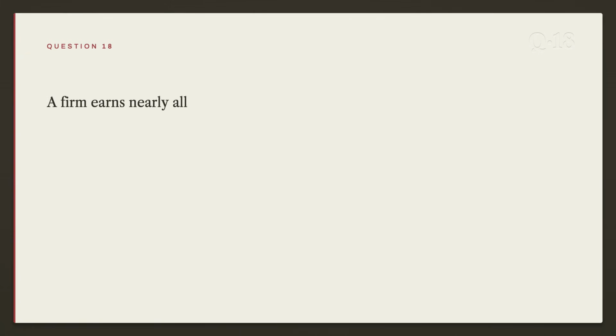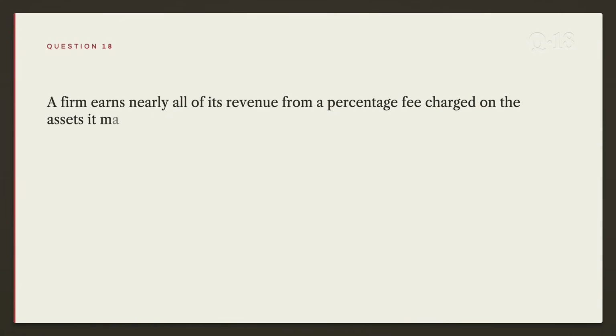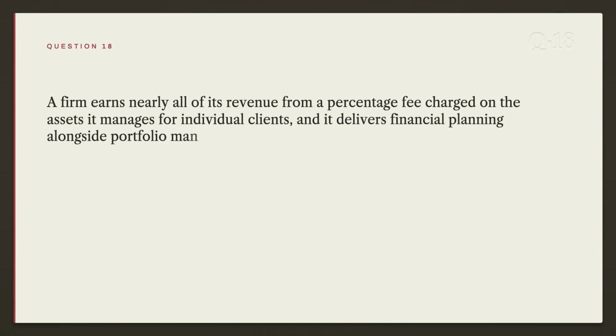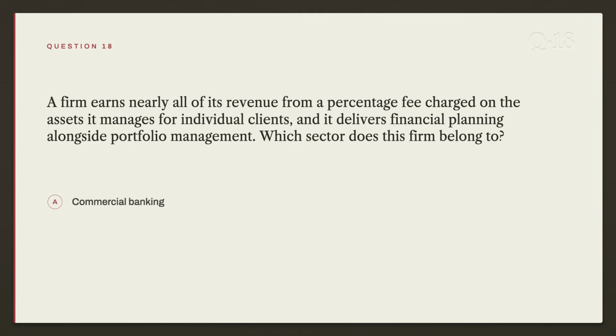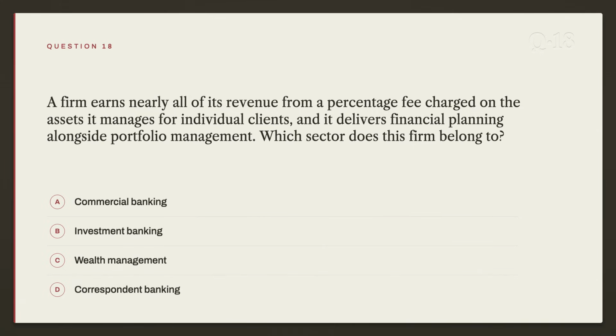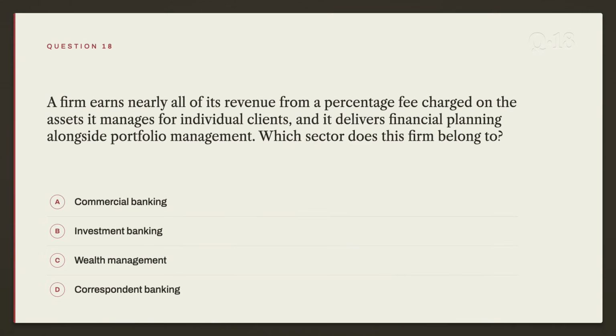Question 18. A firm earns nearly all of its revenue from a percentage fee charged on the assets it manages for individual clients, and it delivers financial planning alongside portfolio management. Which sector does this firm belong to? Your options are A. Commercial banking, B. Investment banking, C. Wealth management, D. Correspondent banking. Take a second. Which answer would you pick?